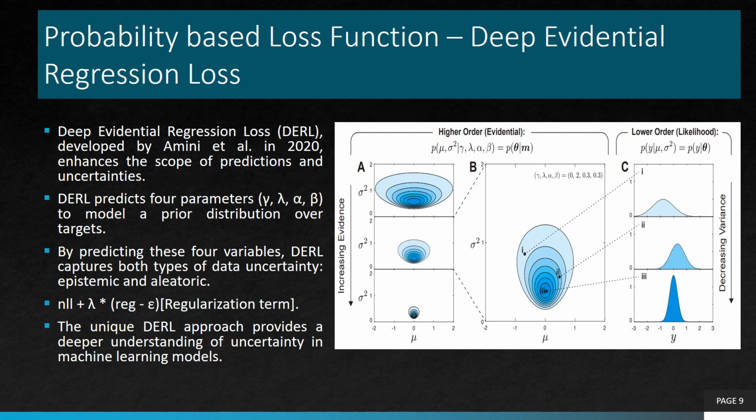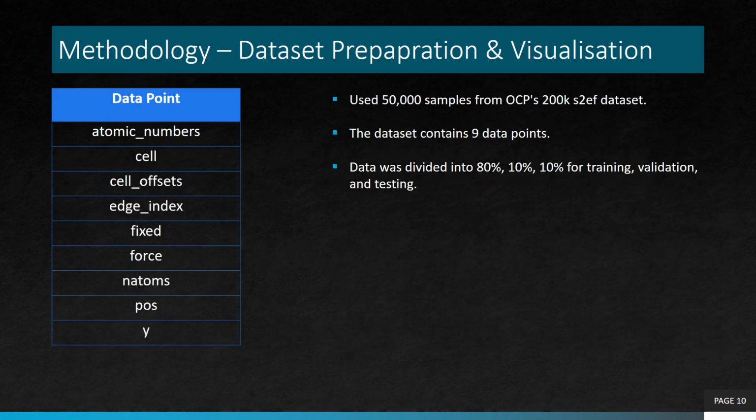A regularization term is also used to penalize the model and help prevent overfitting. It can be seen that this unique approach provides a deeper understanding of uncertainty in machine learning models. Now we'll talk about the methodology and how the dataset was prepared.